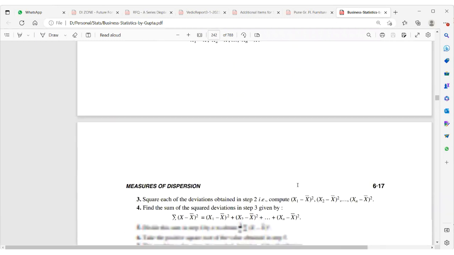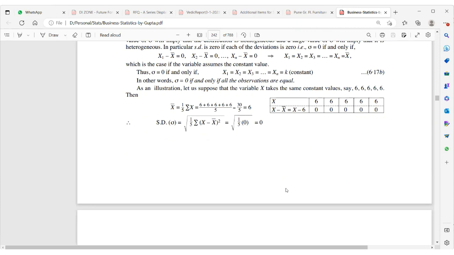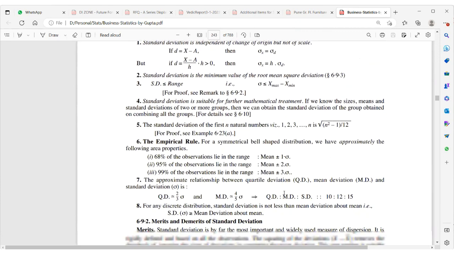Let me go further after the standard deviation. Standard deviation is an important part of this, right? Okay, let me go further.